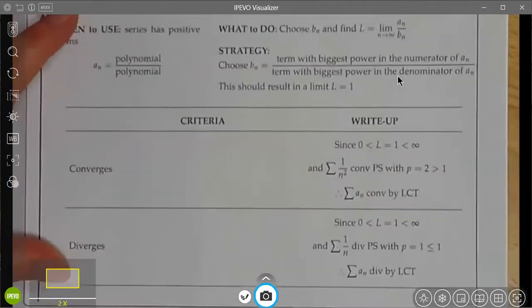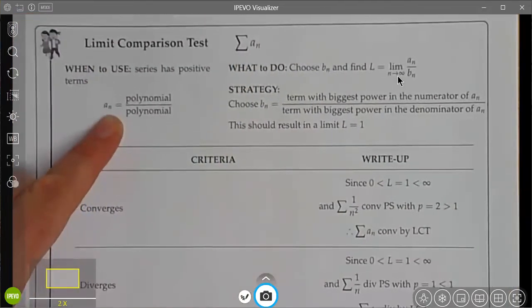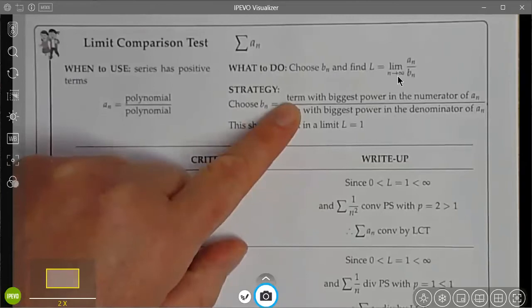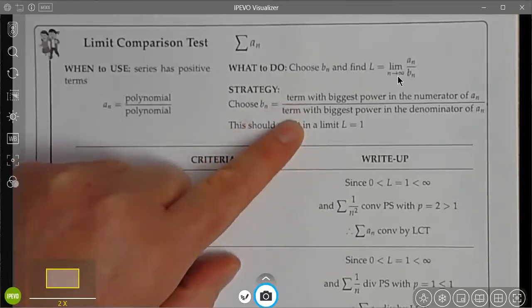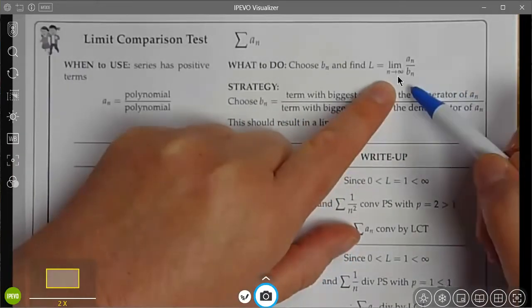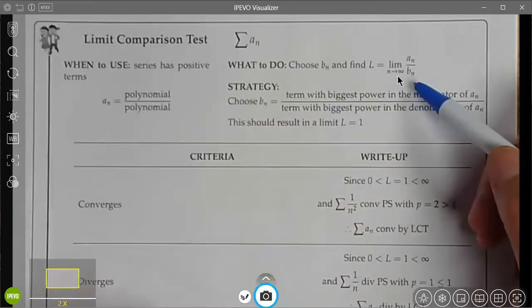All right, so you'll be given a series, and you're going to call that a sub n. And then what you need to do is choose a b sub n. And my strategy for b sub n is to pick the term with the biggest power in the numerator and put it over the term with the biggest power in the denominator, right? And then you're going to take the limit as n goes to infinity of a sub n over b sub n. So you are dividing fractions here.